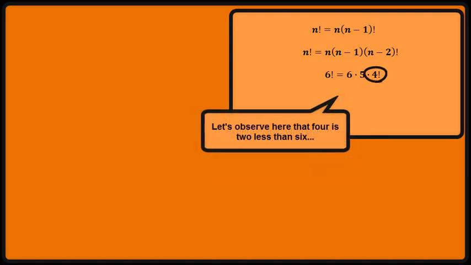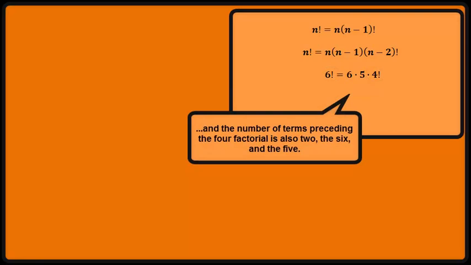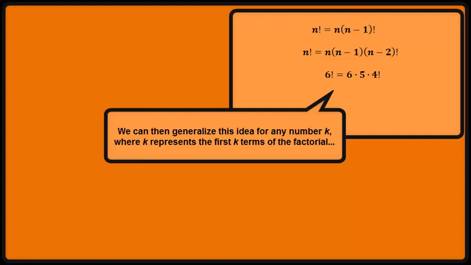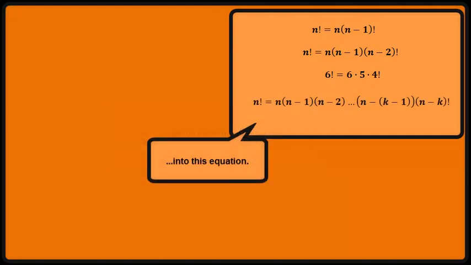Let's observe here that 4 is 2 less than 6, and the number of terms preceding the 4 factorial is also 2, the 6 and the 5. We can then generalize this idea for any number k, where k represents the first k terms of the factorial, into this equation.